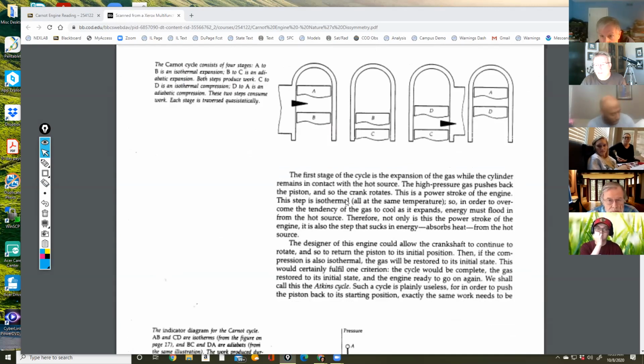This step is isothermal. So in order to overcome the tendency of the gas to cool as it expands, energy must flow from the hot source. This is what I was talking about with you guys. So the gas has a tendency to want to cool as it expands, but I compensate for that cooling by making heat go from hot to cold through conduction.